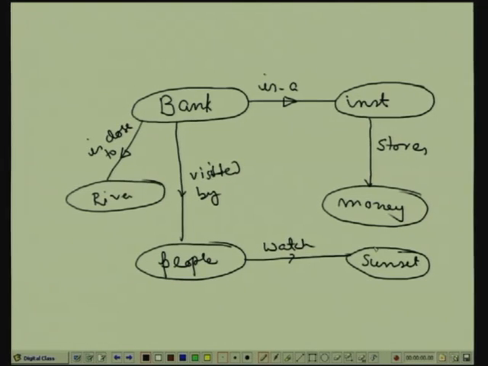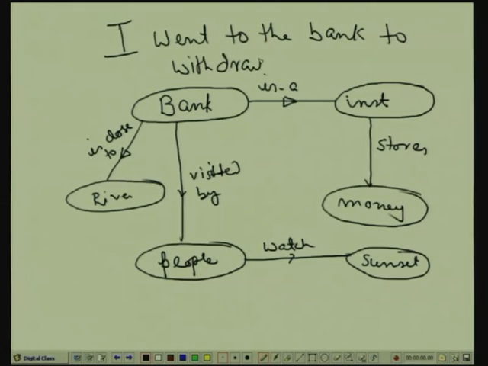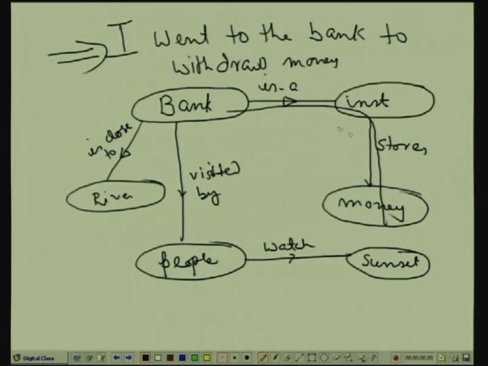Say I have got this sort of structure. Now, I went to the bank to withdraw money. When I try to understand the meaning of this sentence, I can utilize this semantic structure and I will find that there is a better relevance, because it is leading me to the concept money, which is already over here, and so I will take that meaning of bank in order to interpret the sentence. Okay.